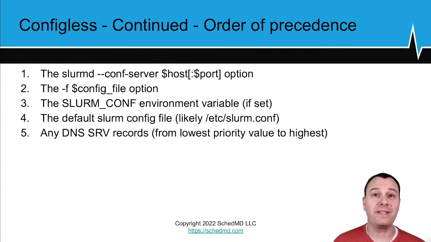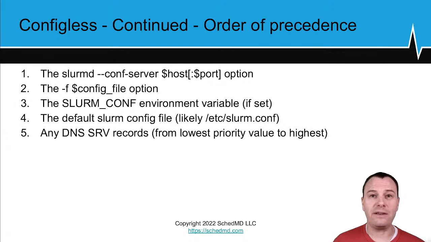Note that there is a hierarchical order to how the slurmd clients behave in a config setup. First, the --conf-server is checked. Second, the -f is then checked to see if a valid configuration was specified. Third, the environment variable SLURM_CONF is checked. Fourth, the default config path is checked, most commonly /etc/slurm.conf. Lastly, the DNS SRV record is checked.